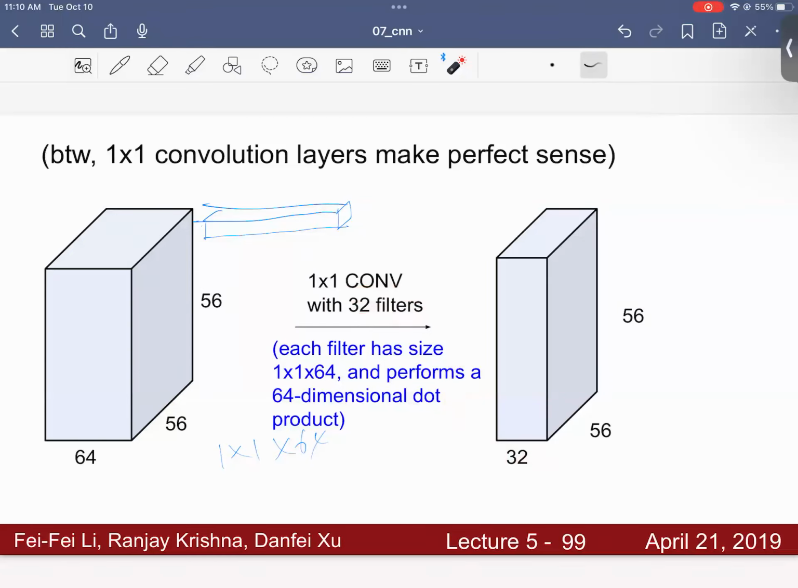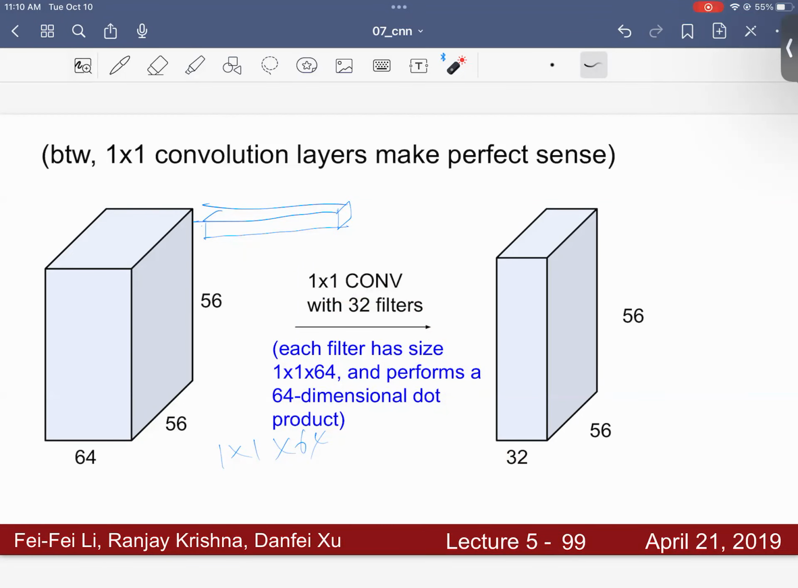So where would you use this kind of weird 1 by 1 convolution? When you want to manipulate the channel size. So you simply want to downsize your channel, 64 to 32. Then you can use 1 by 1 convolution.